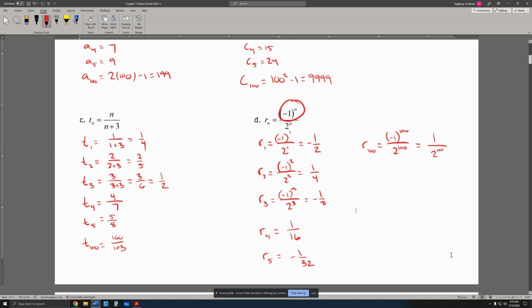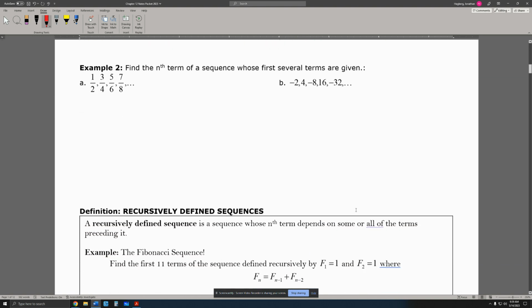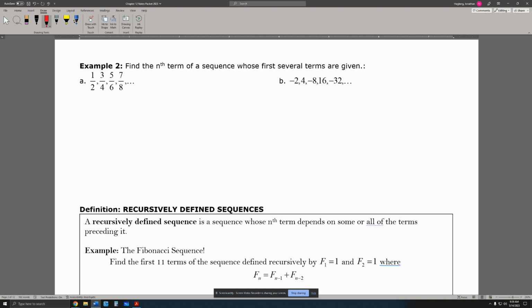All right. Go ahead and flip the page. Let's see if we can recognize some of these patterns. All right, so example 2, find the nth term of a sequence whose first several terms are given. Letter A, 1/2, 3/4, 5/6, 7/8.